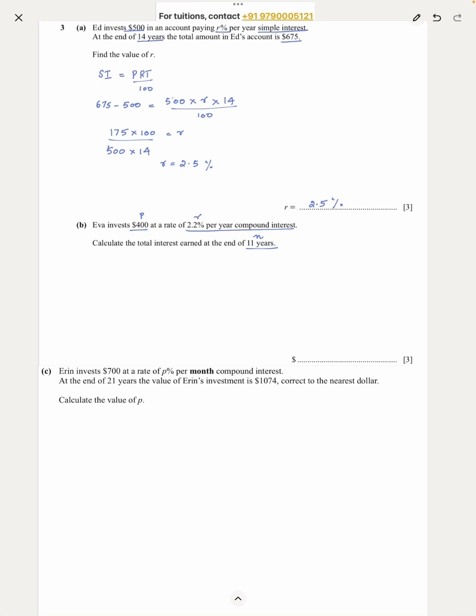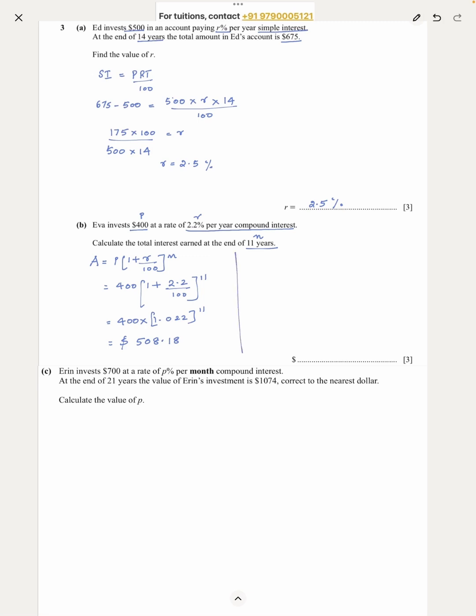So we don't have this formula directly. Let us use the A. A is equal to P times 1 plus R by 100 to the power N. Then substituting all these values, to the power 11, that is 400 times 1.022 to the power 11. So the amount that we get for this is 508.18.